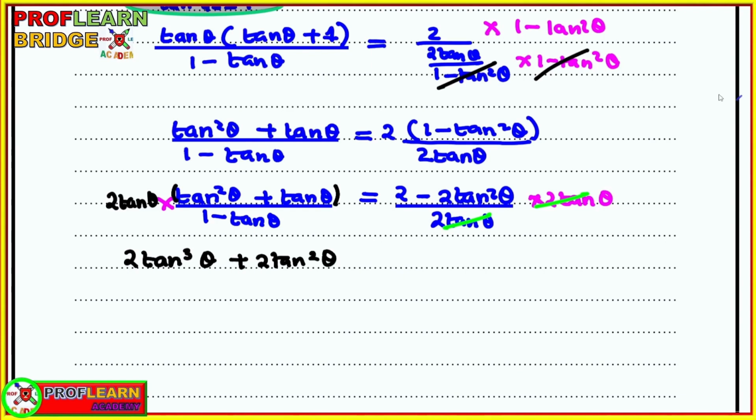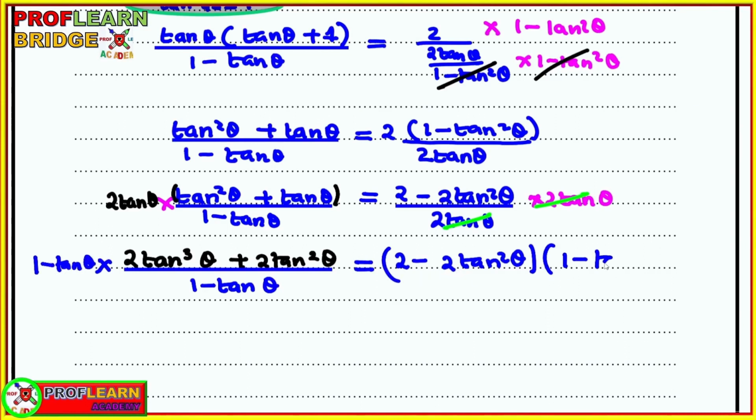And on the other side, I'm having 1 minus tan theta there. And on the other side we shall have 2 minus 2 tan squared theta. Then I'm going to multiply again by this fraction part, which is 1 minus tan theta, both sides, so that I can also get rid of that particular fraction. This will cancel out, and I end up remaining with 2 tan cubed theta plus 2 tan squared theta, which is going to be equal to that.